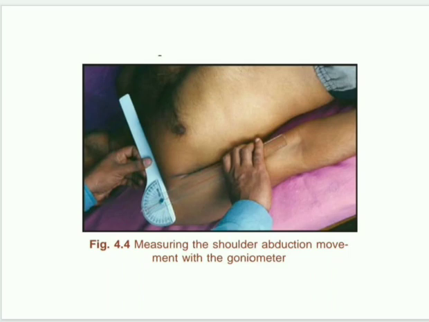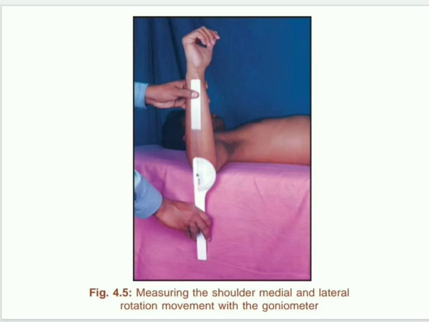And the fixed arm, that is your stationary arm, is parallel to the midline of the thorax. And the movable arm is parallel to the longitudinal axis of the humerus, which the therapist is showing in this slide. That is your movable arm. Then go into abduction, 0 to 180 degrees. That is your range. And adduction is similar to abduction. Next, your medial and lateral rotations.